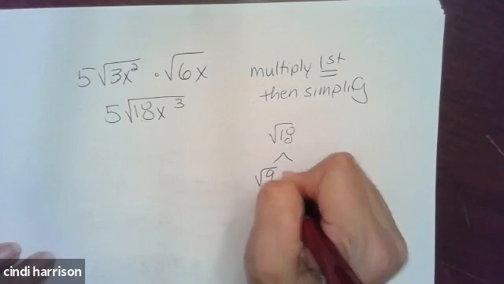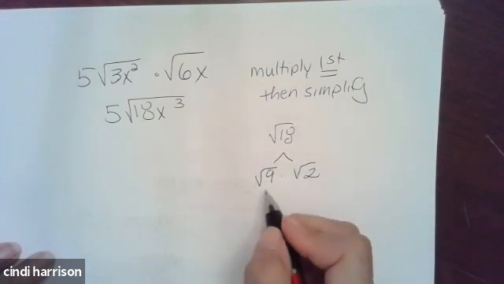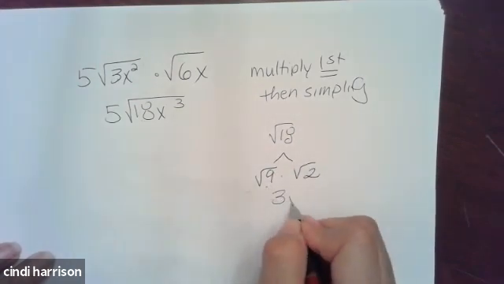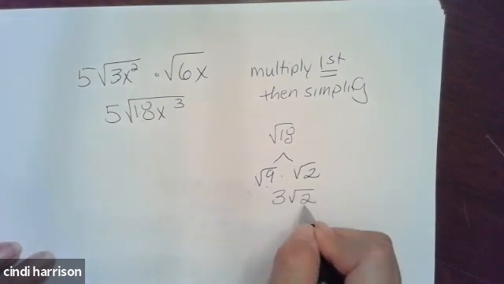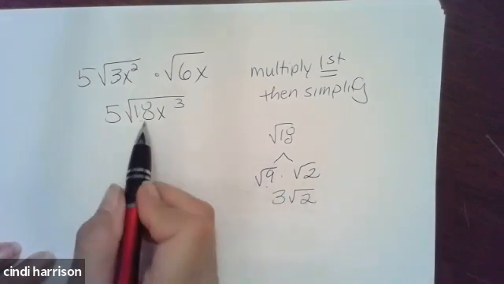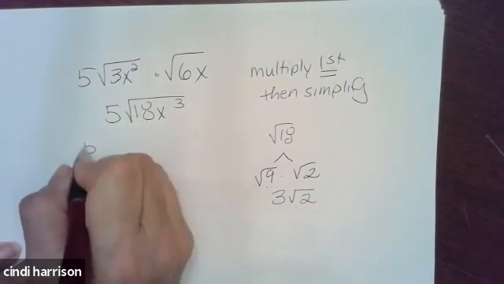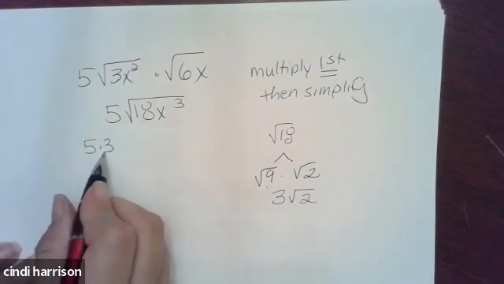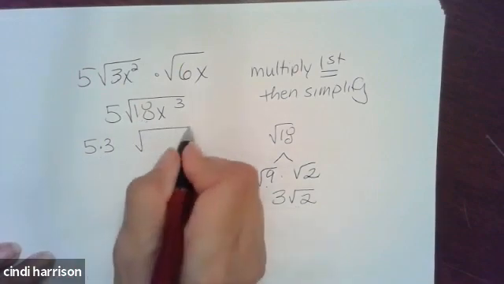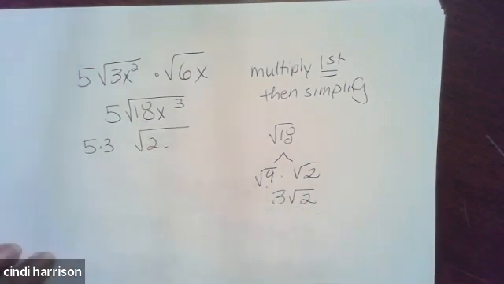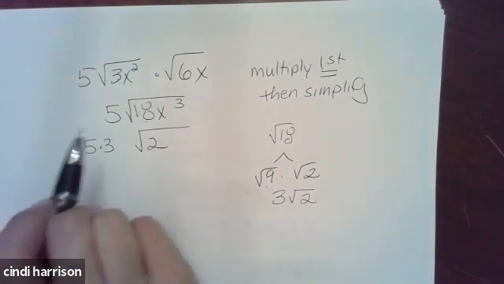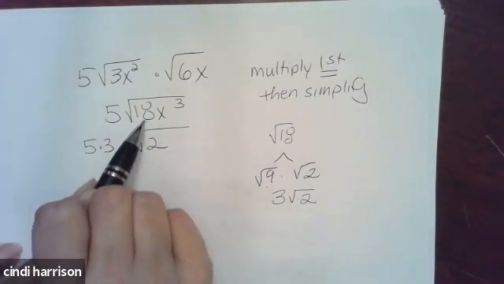is the square root of 9 times the square root of 2. The square root of 9 is 3. So that's 3 times the square root of 2. So I'm going to replace the square root of 18 with this quantity. So that 3 goes in as multiplication, leave some room, and then I still have a 2 under the radical. So that's how we deal with the square root of 18.